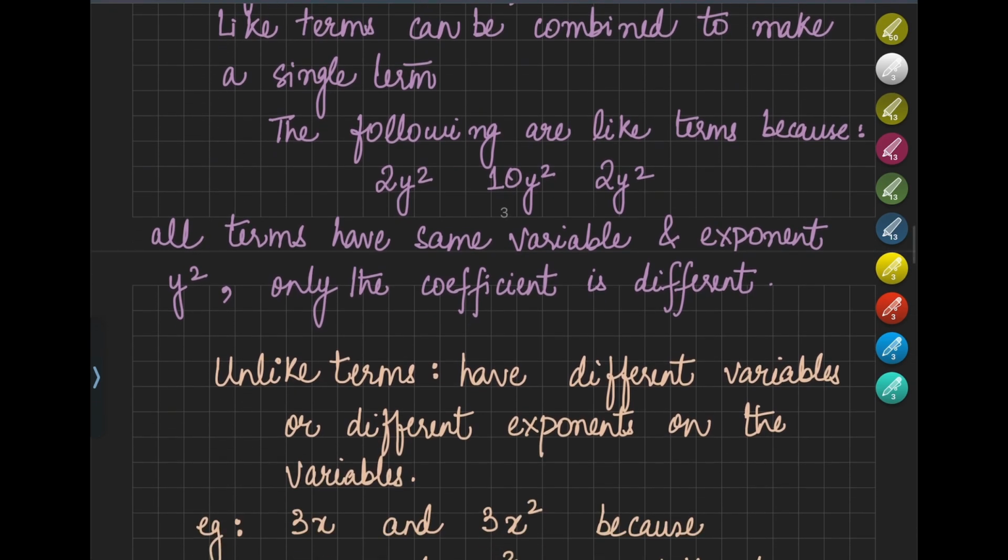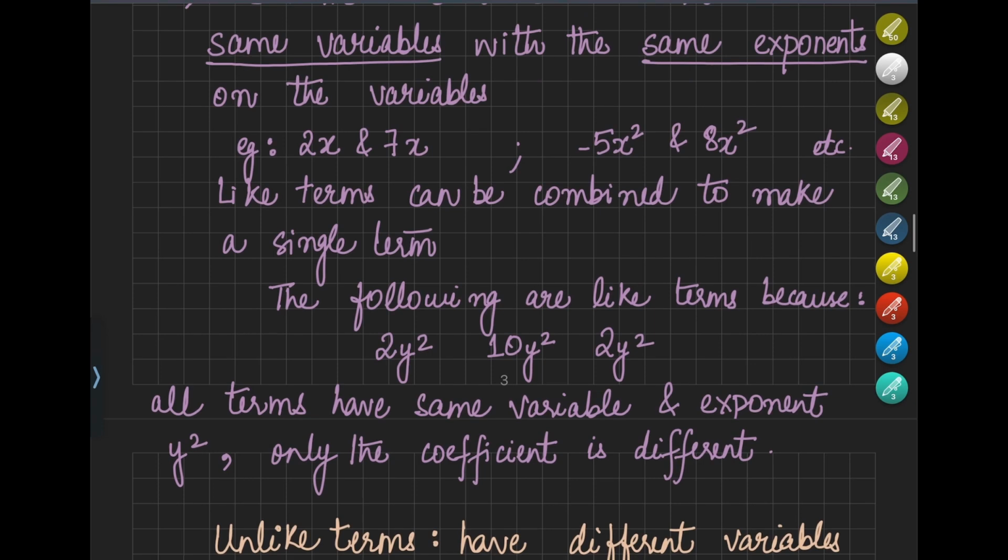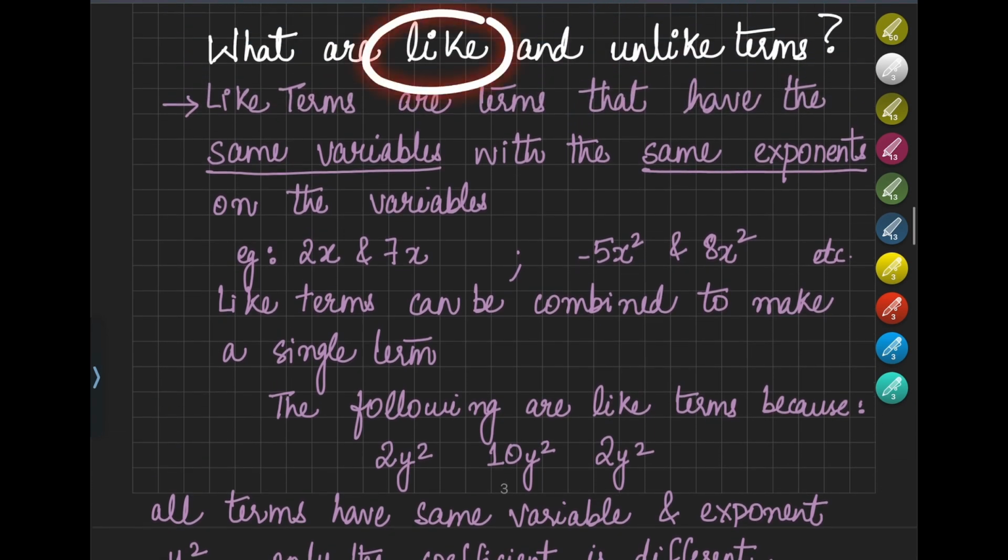The following are like terms because we see that 2y square, 10y square and 2y square are like terms because they have the same variable y and all of them have the same exponent, that is 2. All terms have the same variable and exponent, y square. Here we see that the coefficients can be different. One is 10, one is 2, another can be minus 2 or even 2. So such kind of terms are called like terms.